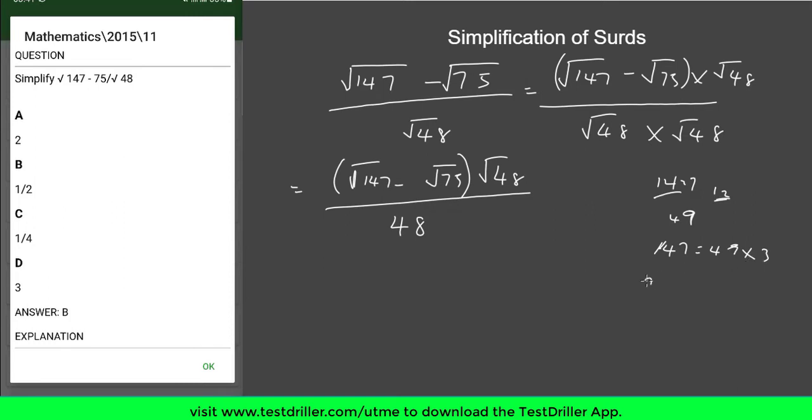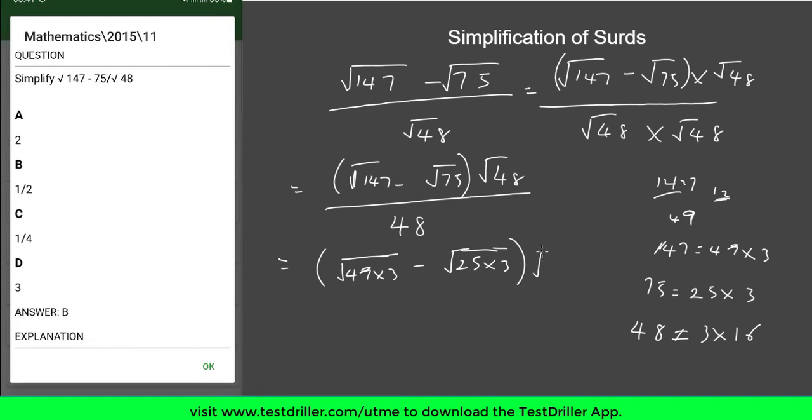Now let's look at this one as well. 75 can be expressed as 25 times 3. And then 48 can be expressed as 3 times 16. So let's write everything in that format. So 147 can be written as 49 times 3. This can be written as 25 times 3. And this can be written as 16 times 3. And everything divided by 48.